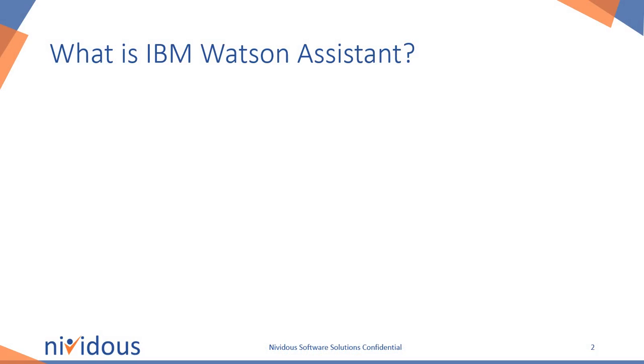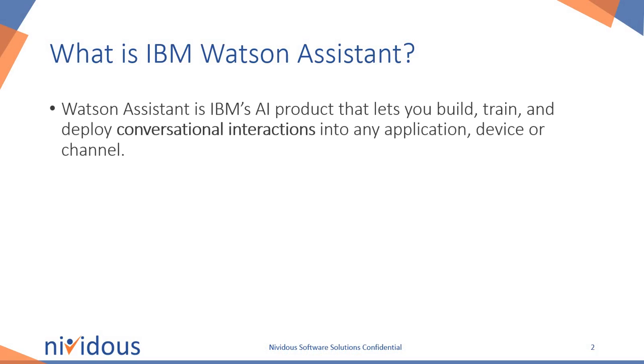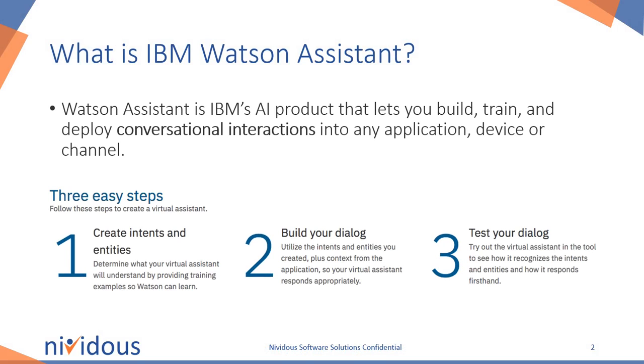Let's see first, what is IBM Watson Assistant? Watson Assistant is IBM's AI product that lets you build, train, and deploy conversational interaction into any application, device, or channel. There are three easy steps to create a virtual assistant in IBM Watson Assistant. First, create intents and entities, build your dialog, and test your dialog.